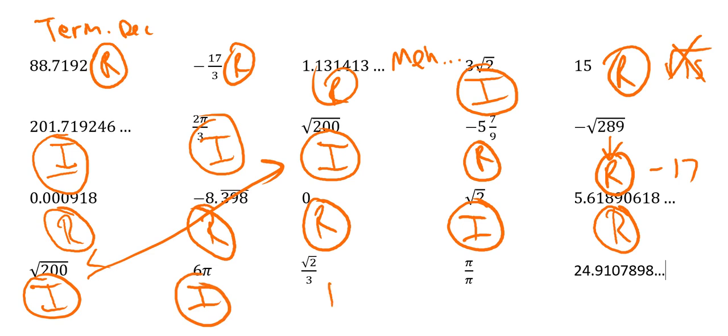Square root of 2 over 3. Irrational. We already said the square root of 2 is irrational, so the square root of 2 divided by 3 is going to be irrational. Pi divided by pi. Oh my goodness. I see pi, it's got to be irrational. Anything divided by itself, and this is one of those trickier type questions, anything divided by itself is 1. Pi divided by pi is another way of writing 1. 1 is an integer.